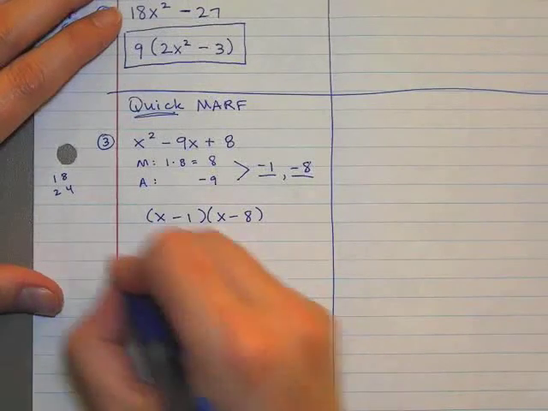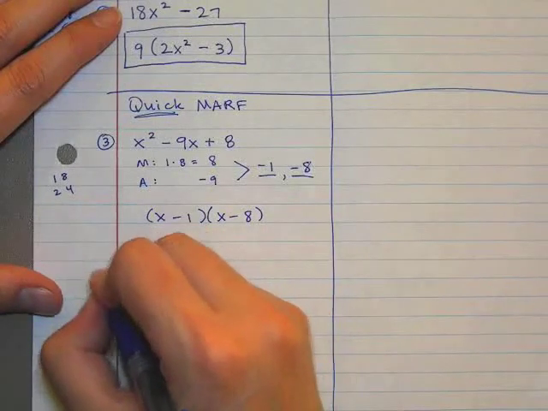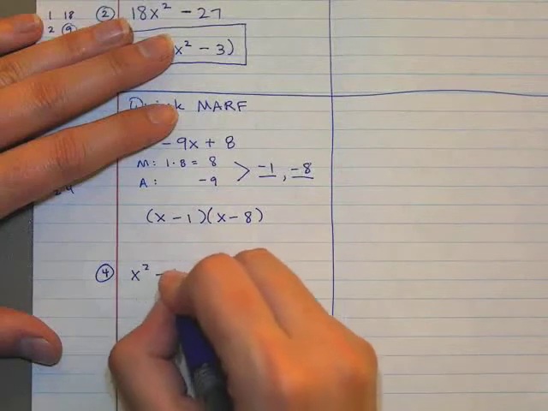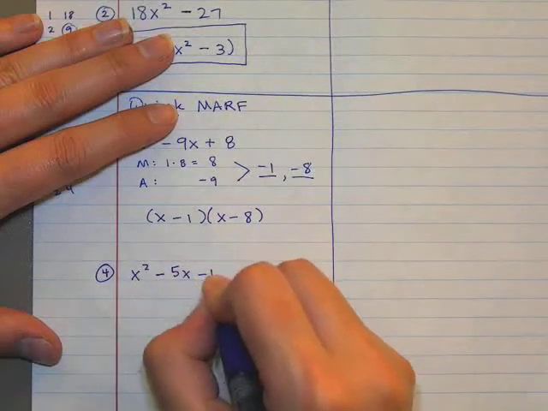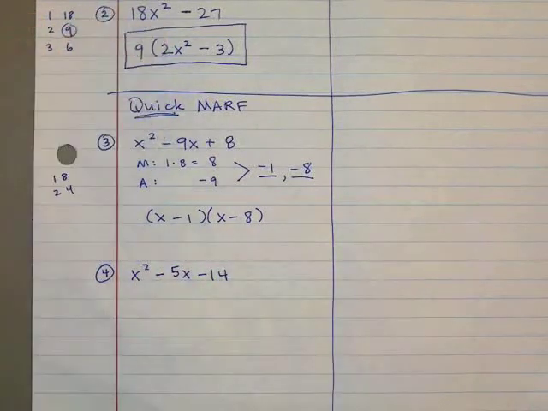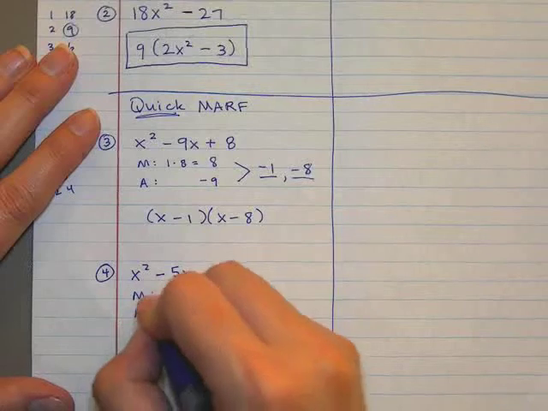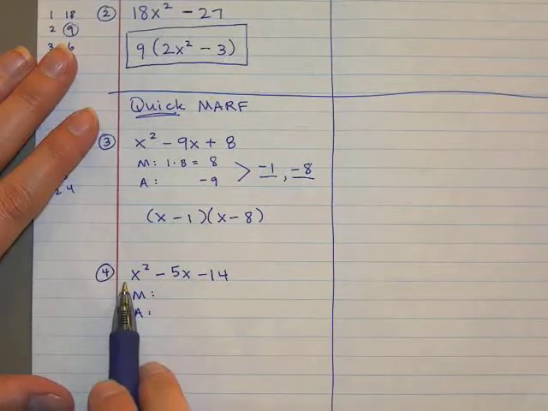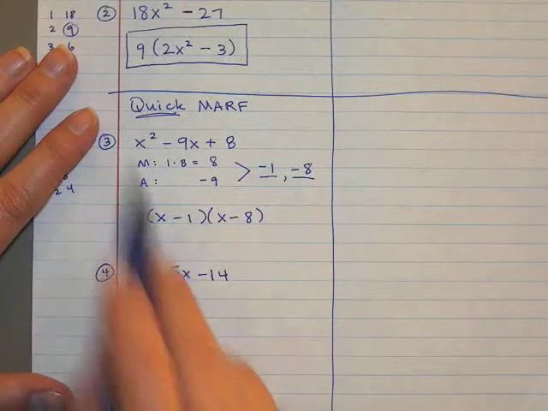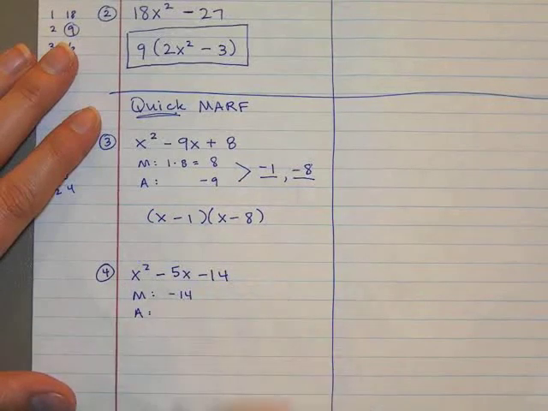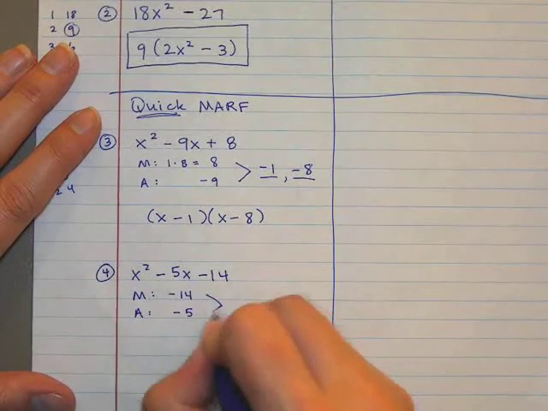All right, number 4. X squared minus 5x, and you should be writing all of these down with me. I will be collecting this and making sure that it's done. Okay, x squared minus 5x minus 14. Again, we're going to do our M and our A steps. We multiply the front number, which is 1, and it's going to be 1 every time because this is a quick MARF. 1 times -14 is -14. Add to be -5. So you're finding your two magic numbers.